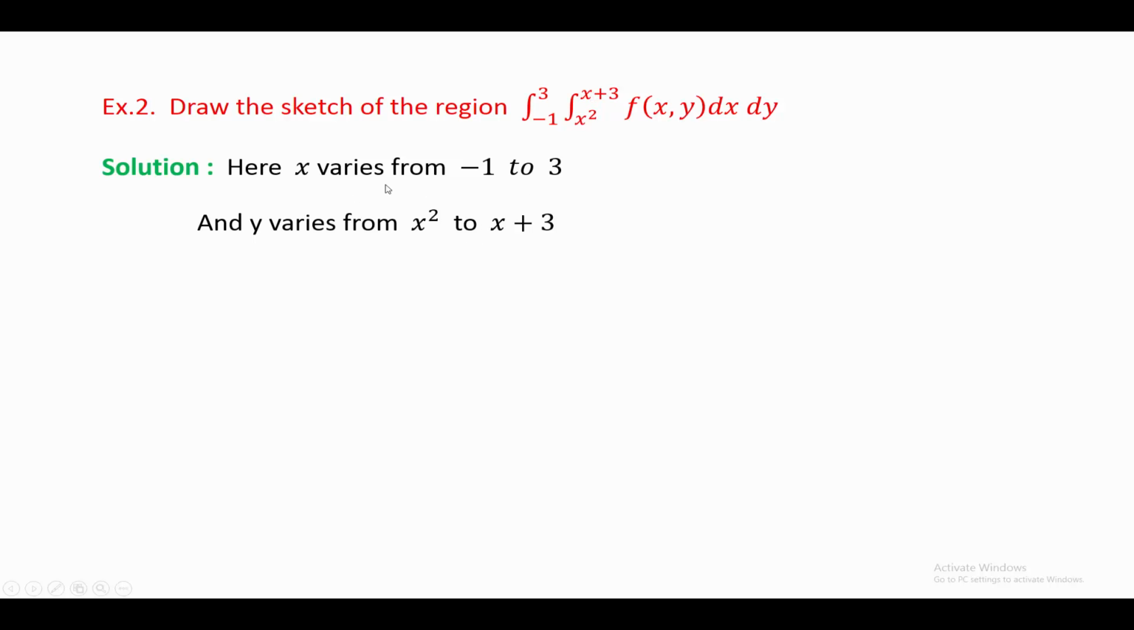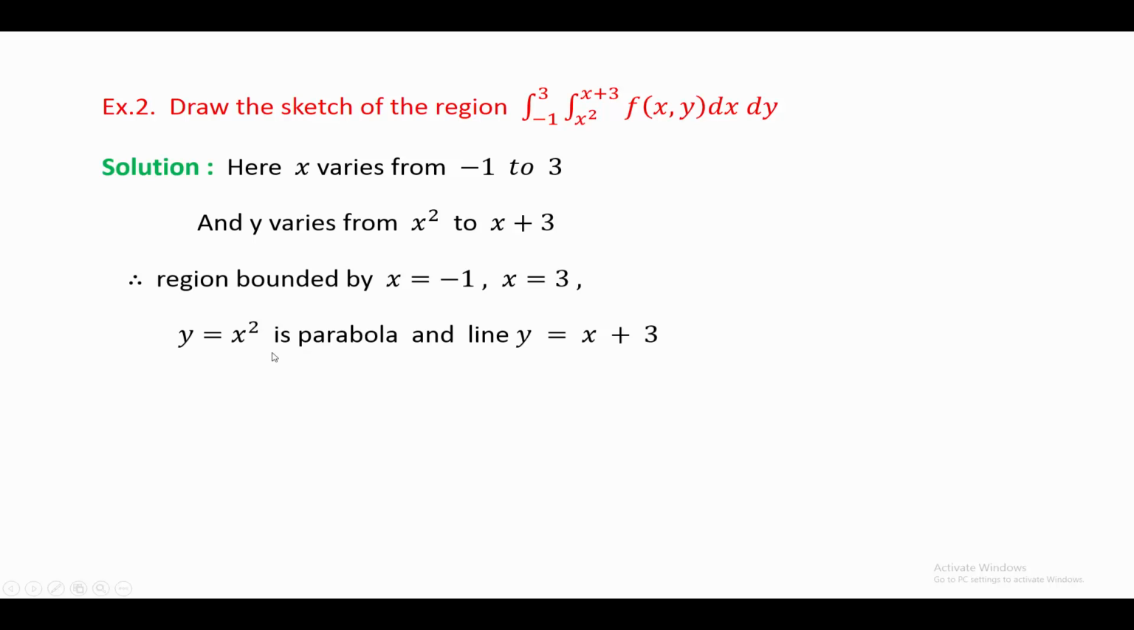Therefore the region is bounded by x equal to minus 1, x equal to 3, y equal to x square, which is a parabola, and y equal to x plus 3, which is a line. The region is bounded by x is minus 1, x is 3, the parabola y equal to x square, and the line y equal to x plus 3. So for that, draw the sketch of this region.